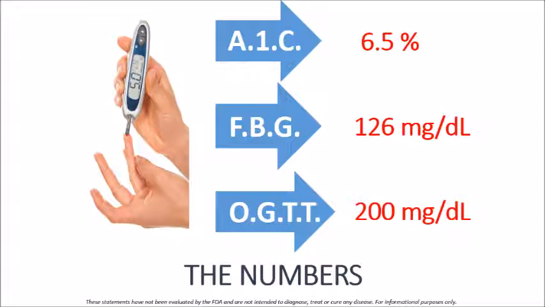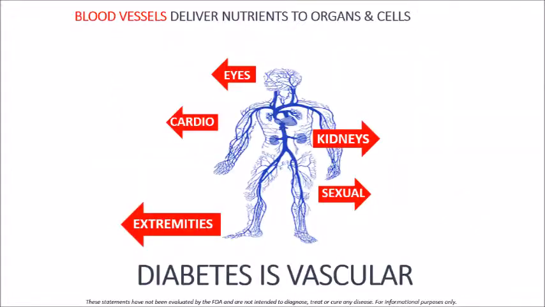Or they can give you an oral glucose tolerance test, OGTT. You take a sugar pill and your blood levels are checked 2 hours later. Ideally, you want your blood levels to be below 200. Or you can simply go to your local store and buy some test strips, prick yourself that way and test yourself.